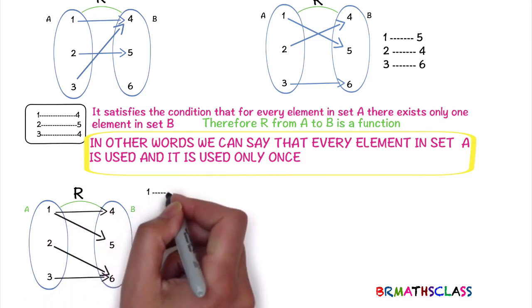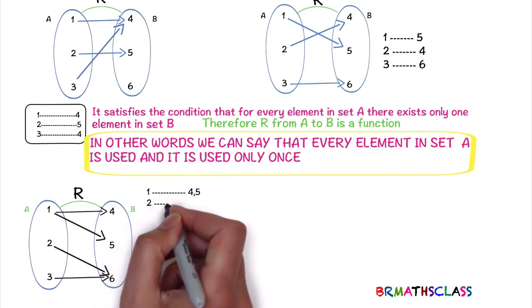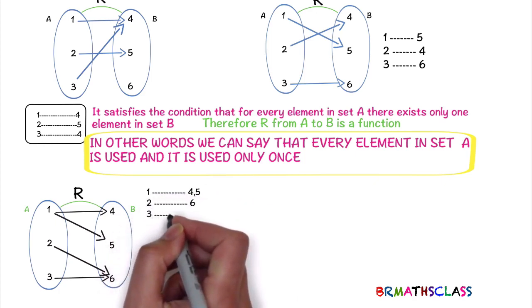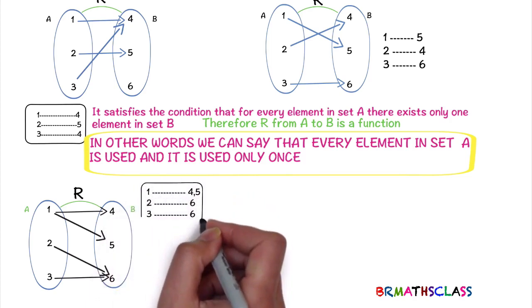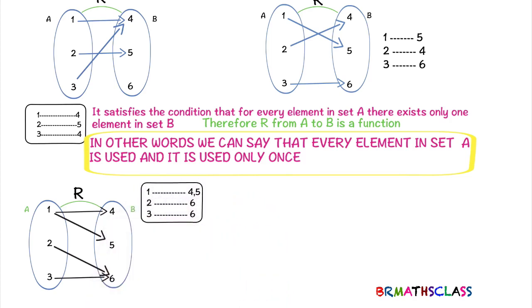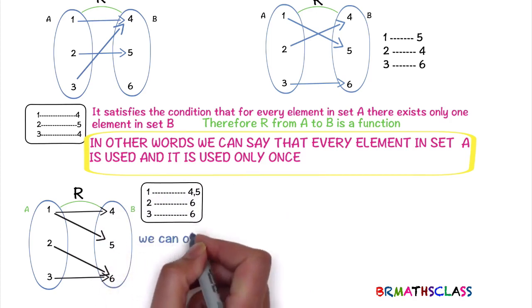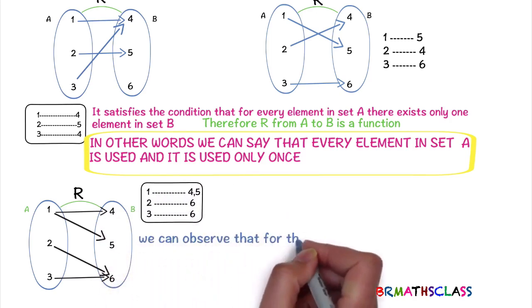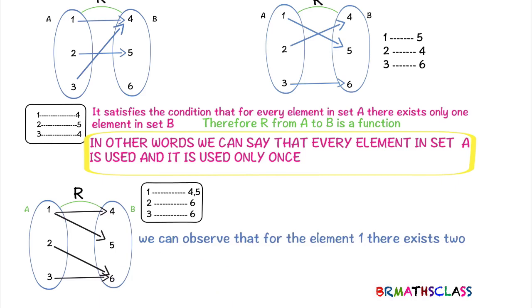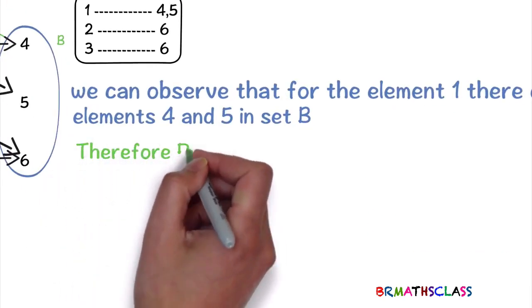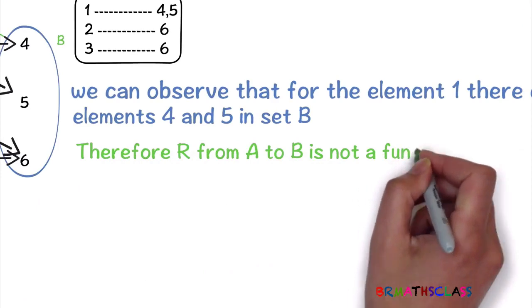You observe that for the element 1, there exist two elements 4, 5 in set B. For the element 2, there exists only one element. For the element 3, there exists only one element 6. We can observe that for the element 1 in set A, there exist two elements 4, 5 in set B. So uniqueness fails. Therefore, R from A to B is not a function.